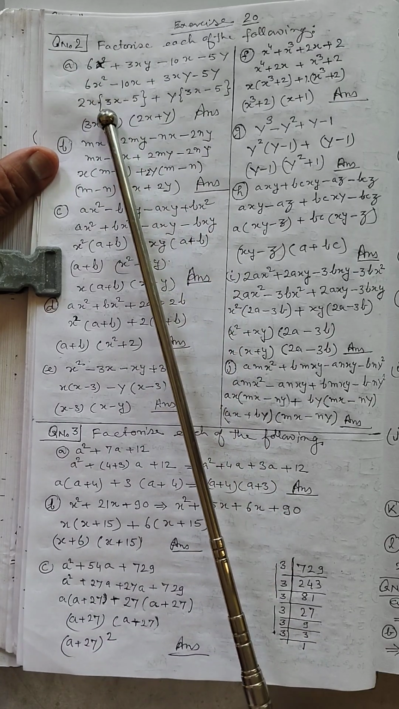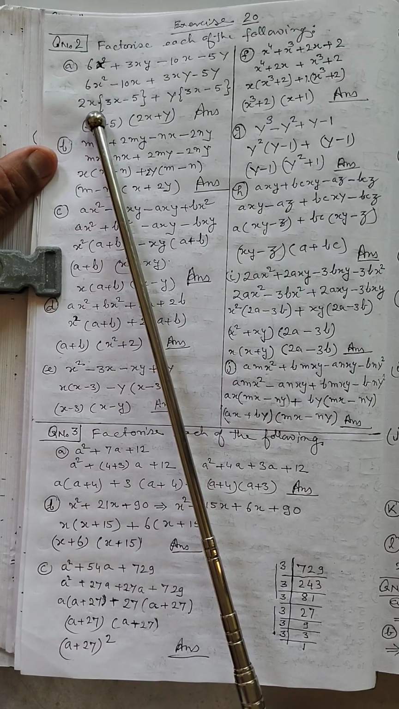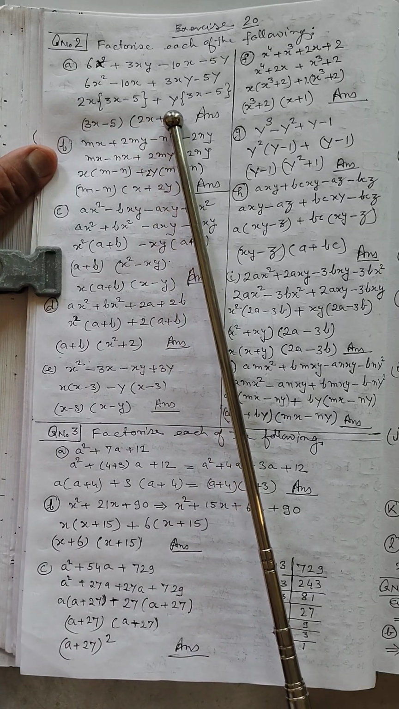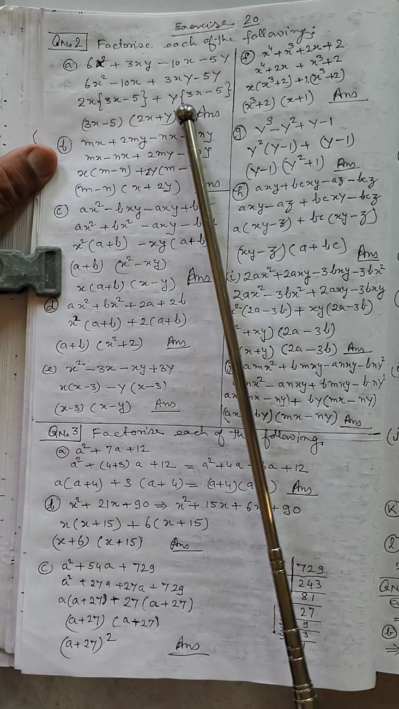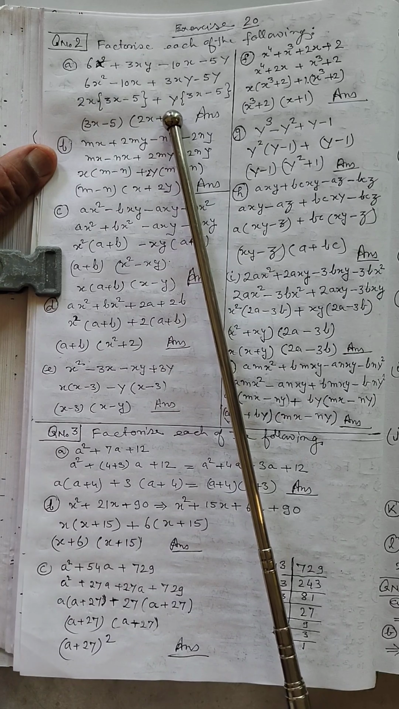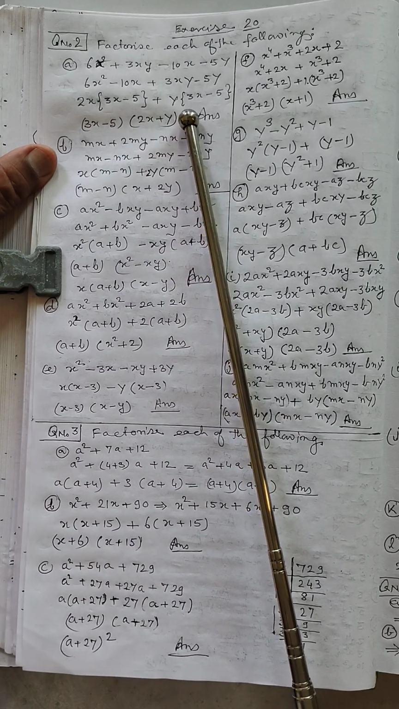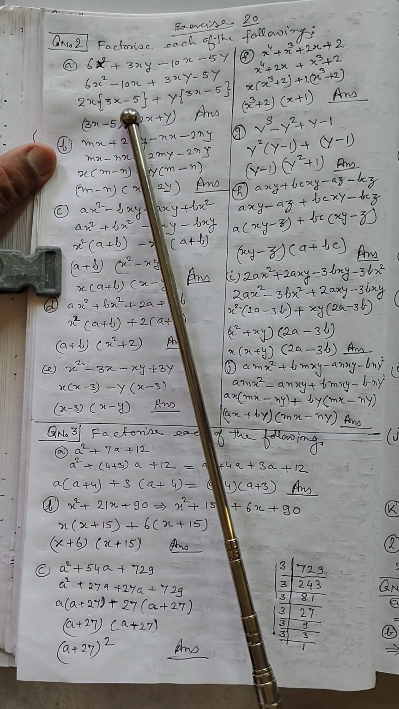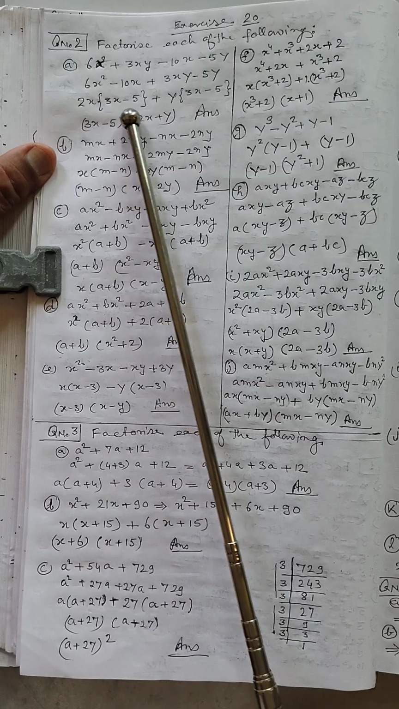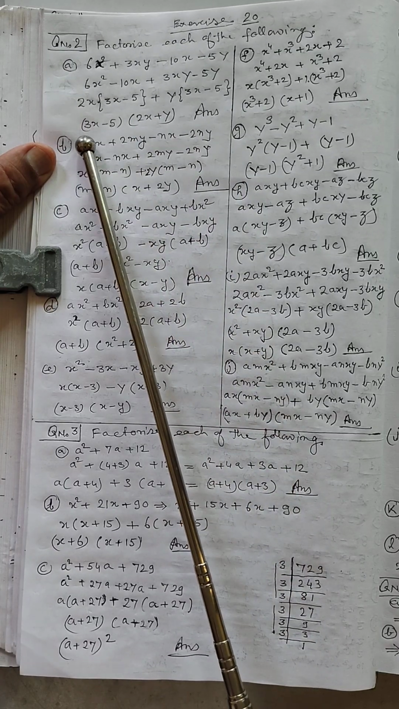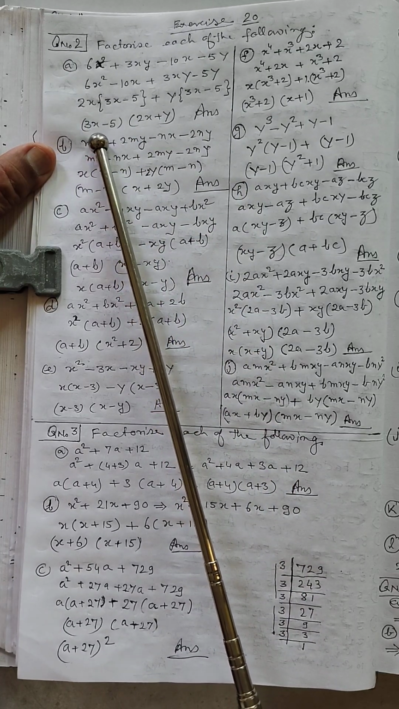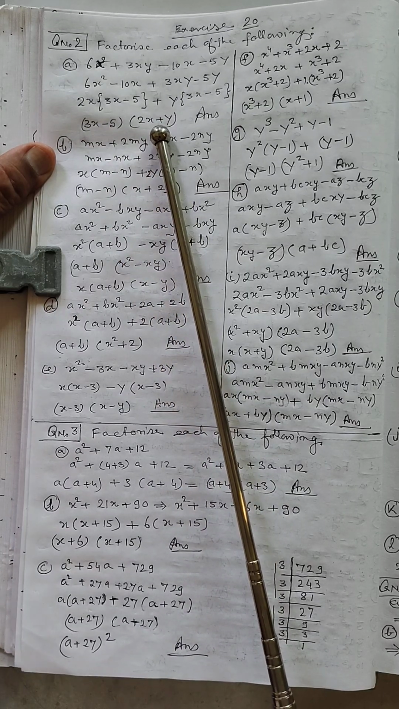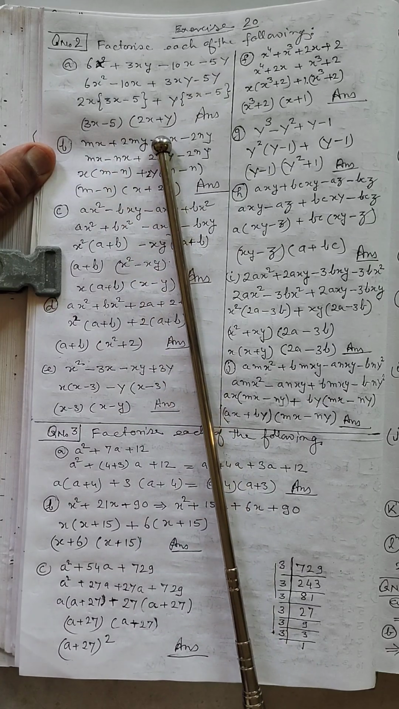So from these two terms we can take common 2x. After taking common we will get 3x minus 5 inside the bracket. Similarly, from third and fourth term, we can take y common. After taking y common, we are getting 3x minus 5. Now you can see these two brackets are the same. So we can take the bracket common. After taking the bracket common, that is 3x minus 5, we will get 2x plus y. And these two will be the factors.